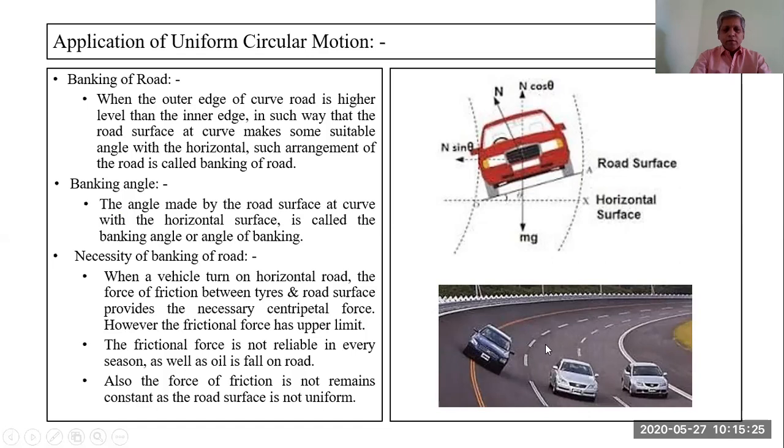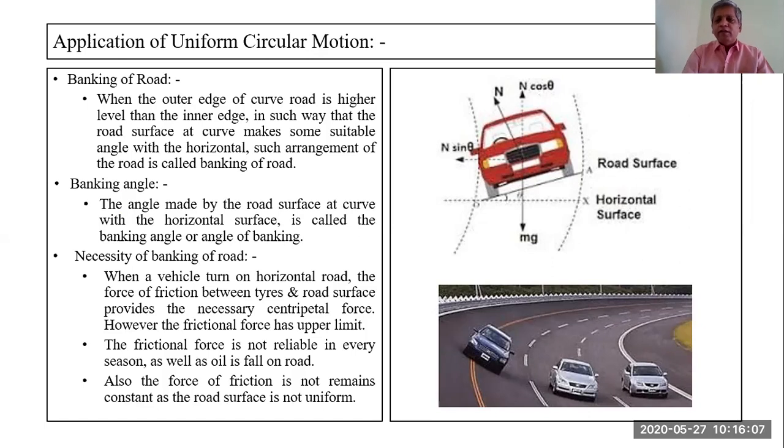Why is it necessary? Now I explain it here. When a vehicle turns on a horizontal curved road, the necessary centripetal force is provided by the force of friction between the tires and the road surface. That force of friction is not reliable in every season, or when oil is dropped on the road surface. In the rainy season, the force of friction is reduced.